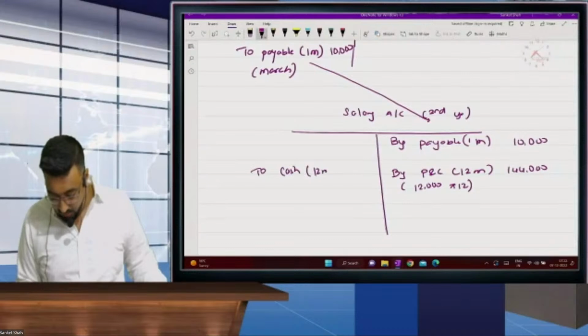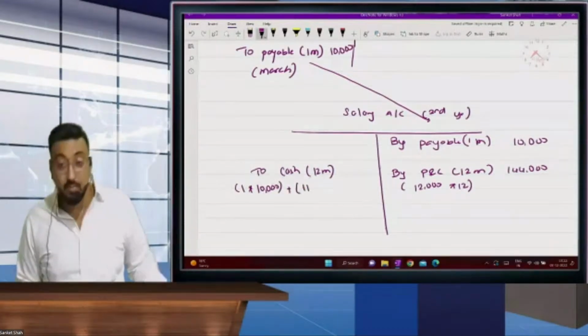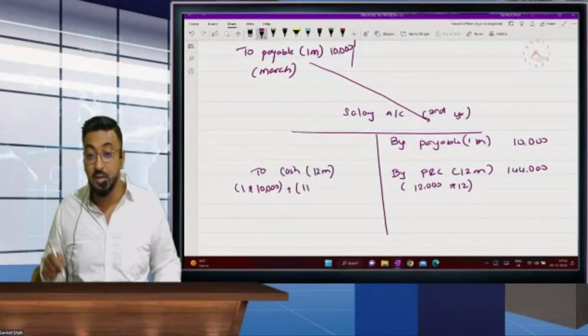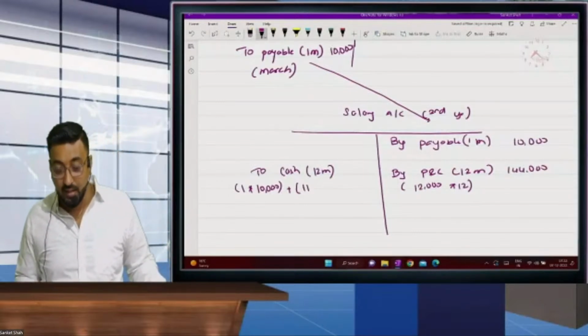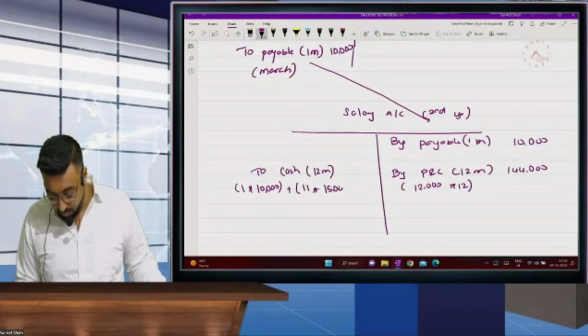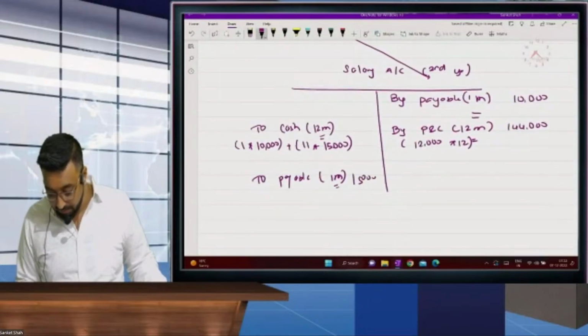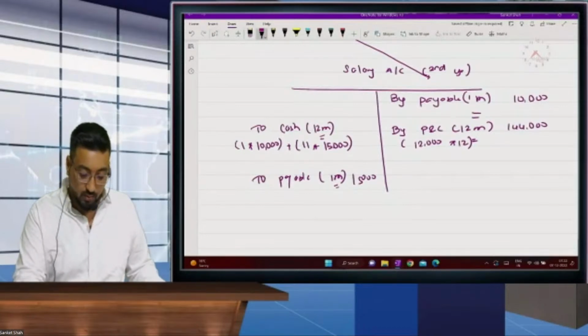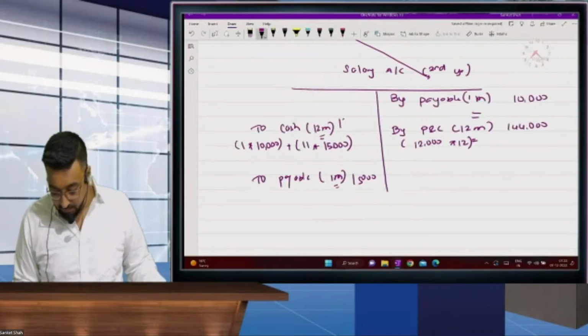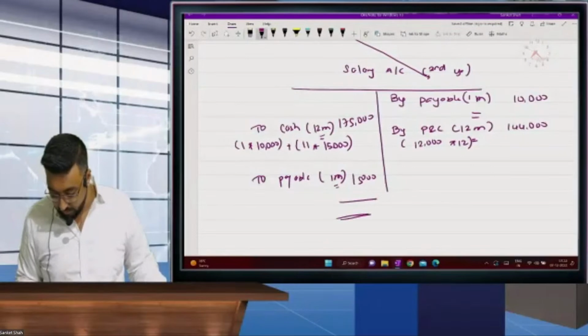To cash: 12 months, last year's 1 month of 10,000 was paid this year in March, so we paid last year's March now, that is 10,000, and 11 months at 15,000, and still payable of current year 1 month. So 1 month plus 12 months, 13 months, and it's tallying. So to payable still 15,000. So what is 15,000 into 11 plus 10,000? So you are getting the answer 1,75,000 plus 15,000.